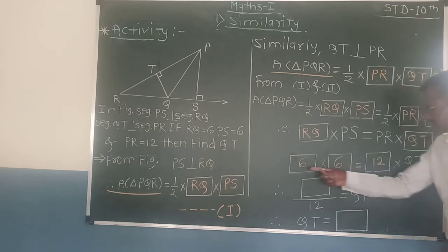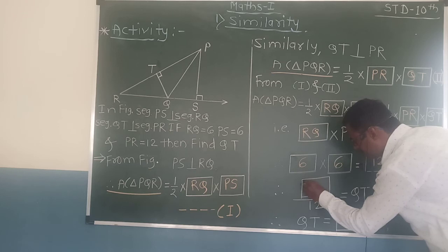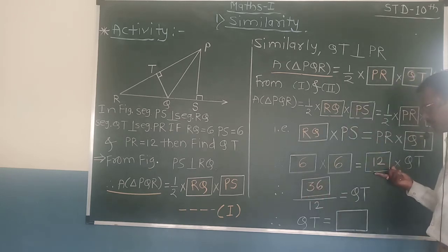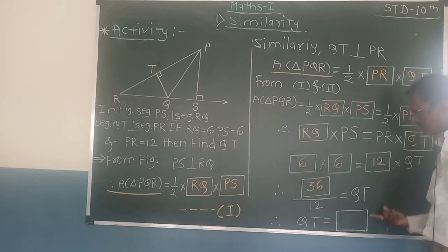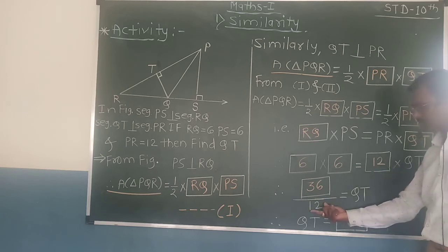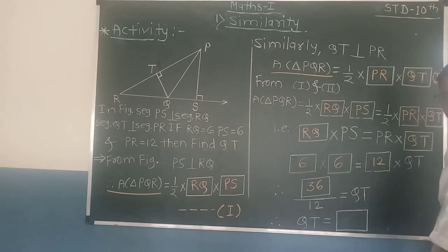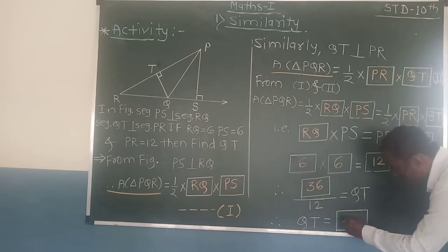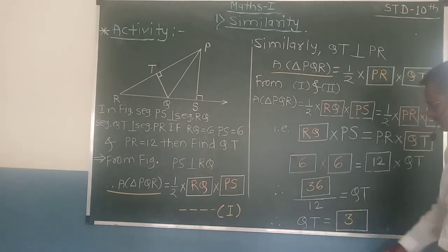Simplify: 6 sixes are 36. After transposition, the multiplier will be divided, so it occurs at the denominator stage. After simplification, 12 threes are 36. You get your answer, QT is 3.